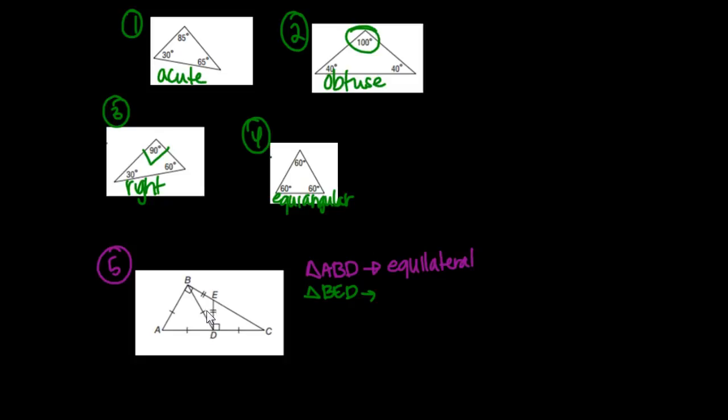So identifying or classifying this by its side lengths, if I have 2 sides that are equal to each other, it's what type of triangle? What was that again? Yeah, isosceles. Yeah, good job. All right, so I have an isosceles triangle.